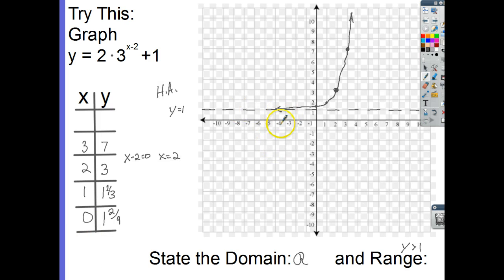Okay, we'll check your work against this graph here. Horizontal asymptote was y equals k or y equals 1. There's our horizontal asymptote. And we took our exponent, x minus 2, and set it equal to 0 and solved. That gave us our starting point. And when we plug 2 in, we get 3. So 2, 3 was our first point, and then we went 1 on that side, so we went to 3 and we got 7, and then we moved to the left of that and we get 1 2/3, and then 0 was 1 2/9.